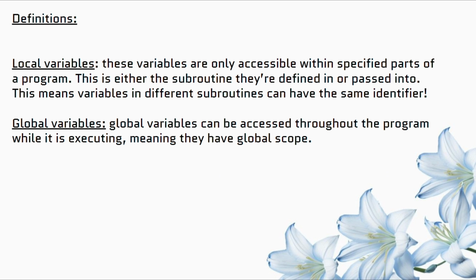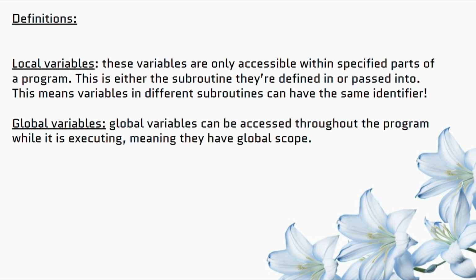So, what actually are global and local variables? Local variables are variables that can only be accessed within the specified part of a program, whether this is a subroutine it's defined in, or if they're passed into a subroutine and they were defined outside the subroutine, right? So, essentially what this means is that they cannot be accessed throughout the whole program unless they are passed into every subroutine. And then a global variable, on the other hand, can be accessed throughout the whole program. It doesn't need to be passed into any subroutine at all. It can still be accessed and changed, even without being passed as a parameter, meaning it has global scope.